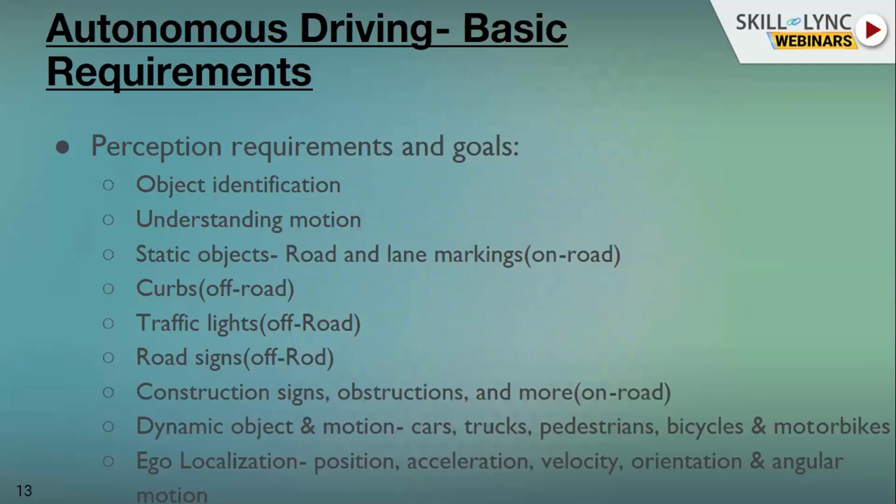And then first we need ego localization, which means first we need to locate our own vehicle. So how is it going, the state estimation. I mean, how much velocity it is going with, what is the current acceleration, what is the orientation angle, and the angular motion.